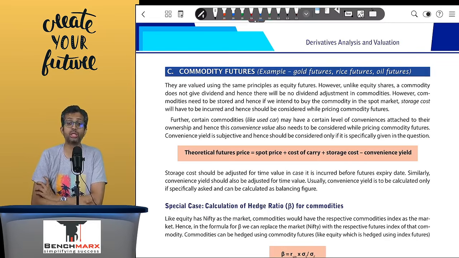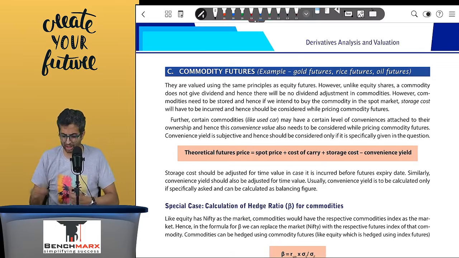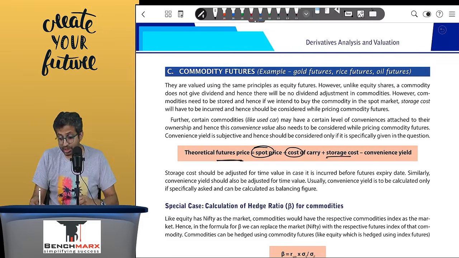Usually convenience yield will be either given in the question, or you can calculate it as a balancing figure, provided the futures price is given, spot price is given, rate of interest is given, and storage cost can also be inferred. So over here you will have commodity futures. The theoretical futures price will be the spot price plus the cost of carry, that is the interest, plus the storage cost minus the convenience yield, if any.